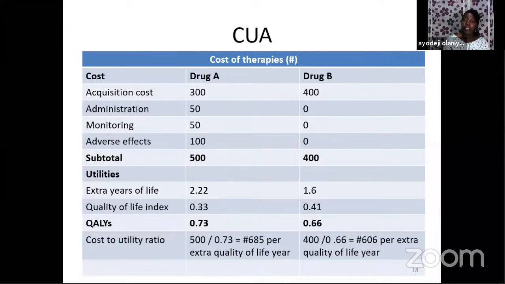And for drug B, the cost is 400. The quality adjusted life years is 0.66. When that is divided, we have 0.0606 naira per extra quality of life extended to the patient. So here, the least expensive one would be chosen.